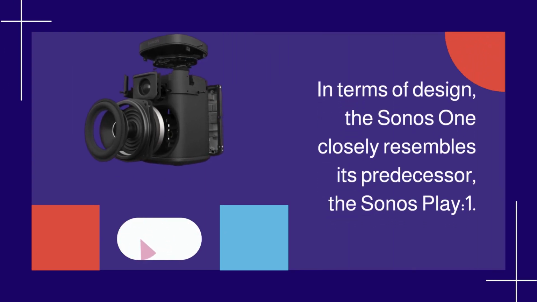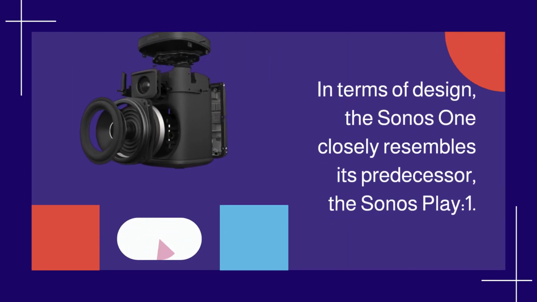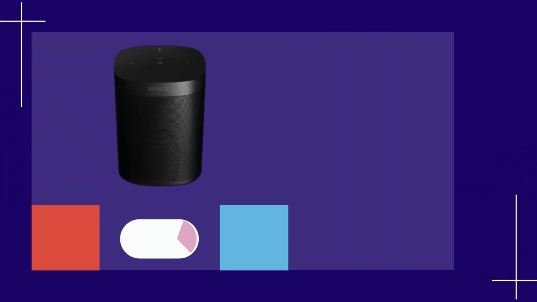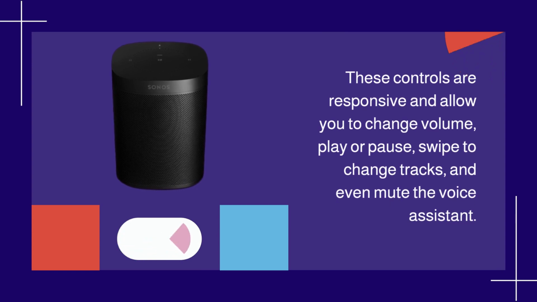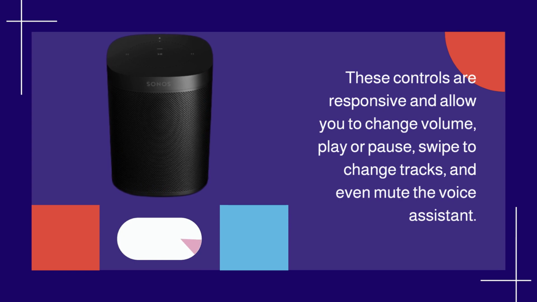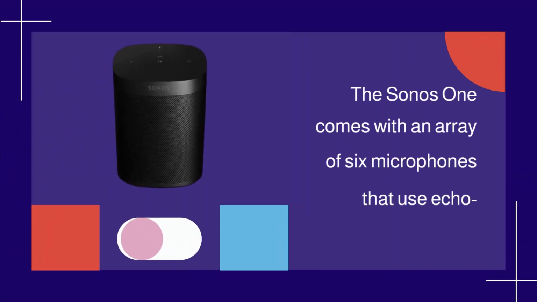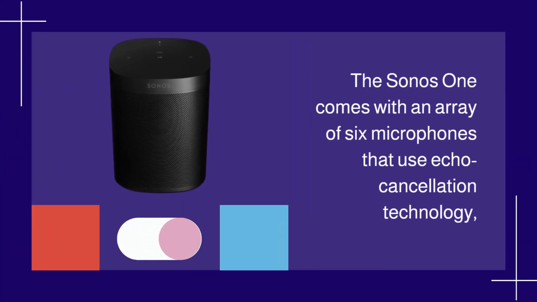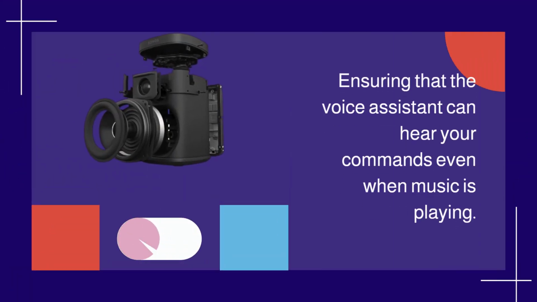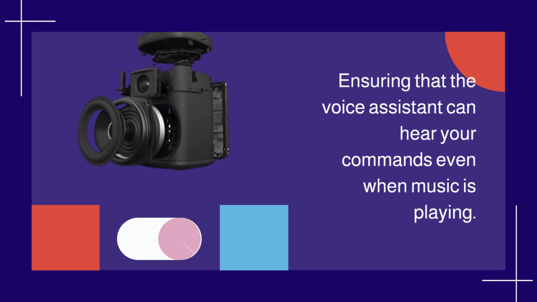In terms of design, the Sonos One closely resembles its predecessor, the Sonos Play One. The main difference is the top panel, which features touch-sensitive controls instead of physical keys. These controls are responsive and allow you to change volume, play or pause, swipe to change tracks, and even mute the voice assistant. The Sonos One comes with an array of 6 microphones that use echo cancellation technology, ensuring that the voice assistant can hear your commands even when music is playing.